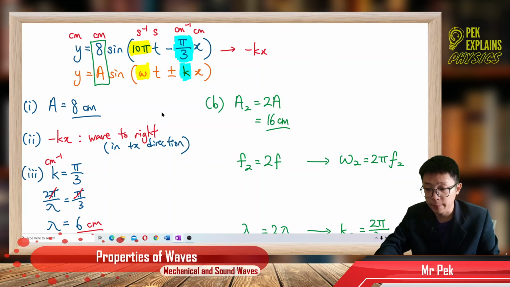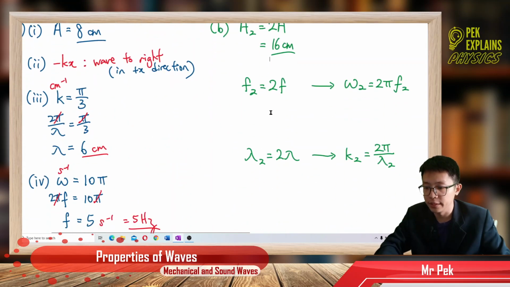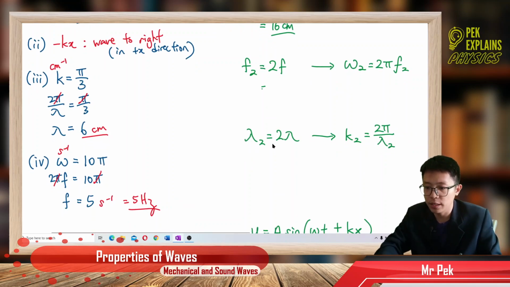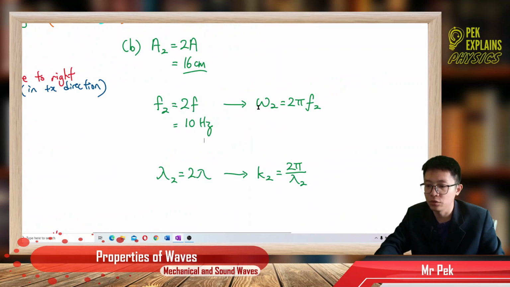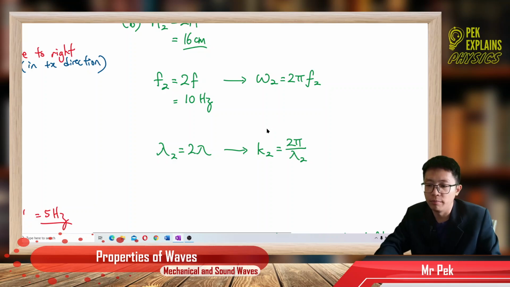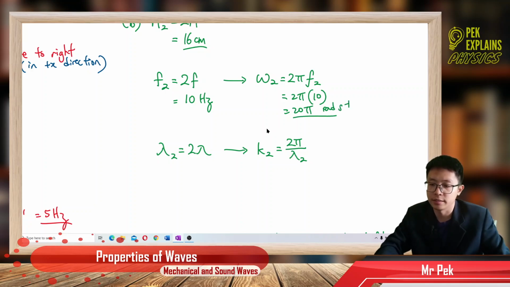And the frequency is also twice the former frequency. So it becomes 2 times 5, which is 10 hertz. And of course, I need to find the omega in order to put into the general equation. So omega is 2 pi times 10, which is 20 pi radian per second. That's the omega. Now, how about the new wavelength?